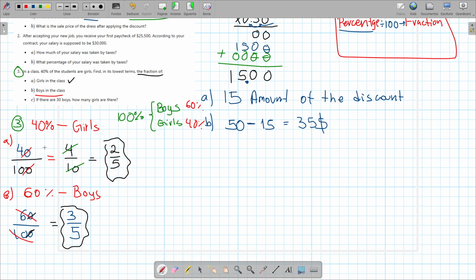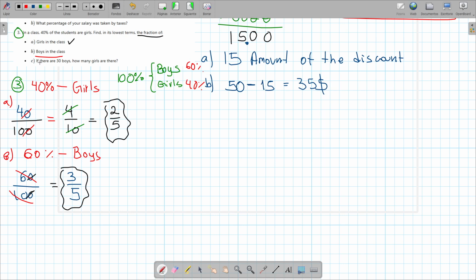Okay, now the last question. If there are 30 boys, how many girls are there? This is a good question. Now, remember that we don't know how many people are in this class, but we know that there are 30 boys, right? In C, we have 30 boys. And we know that the percentage of boys is going to be 60%.